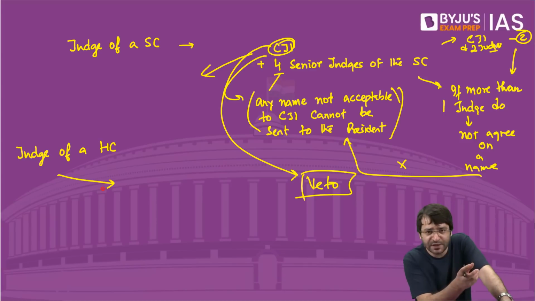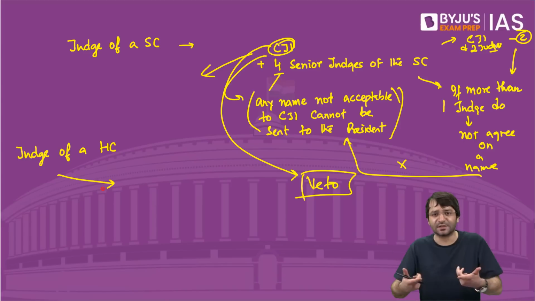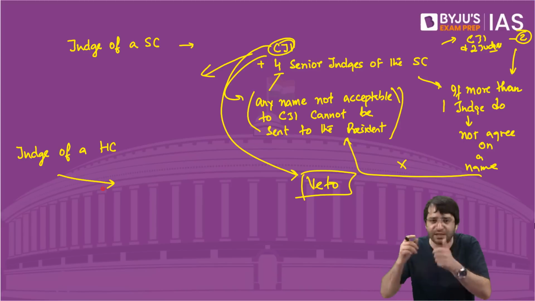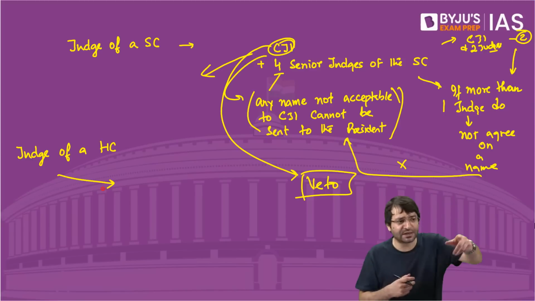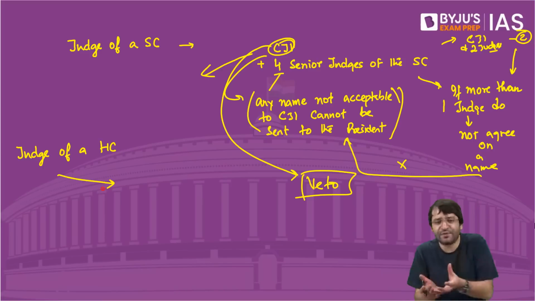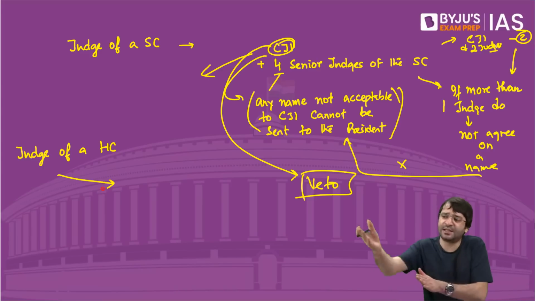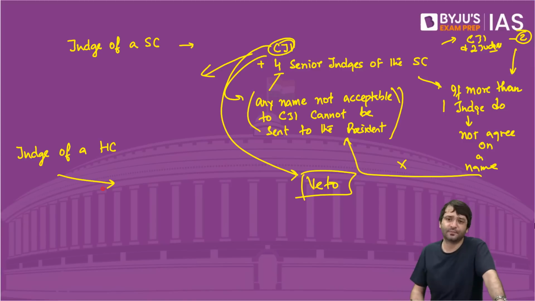Because if there are 10 vacancies in Allahabad High Court, the President had to start this process saying there are 10 vacancies in Allahabad High Court. Now I will consult the Chief Justice of India. I will consult other judges, and then we will agree on these 10 names, and then these 10 names will be appointed. So this process was complicated, and it led to a lot of vacancy.